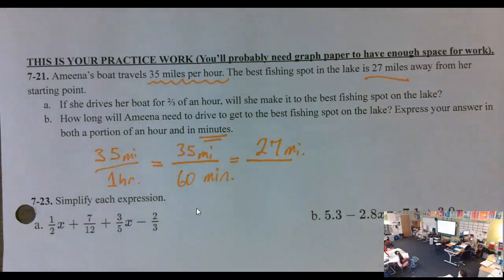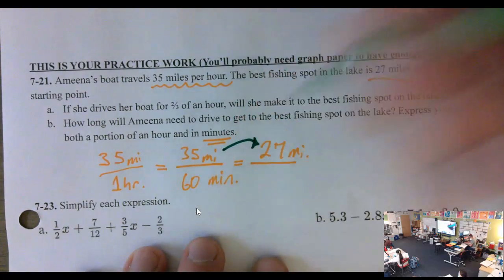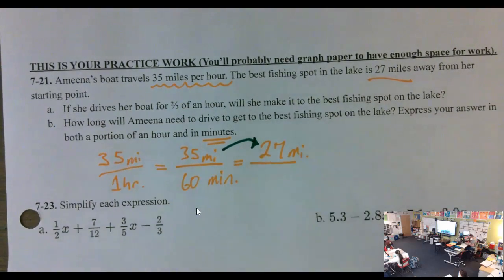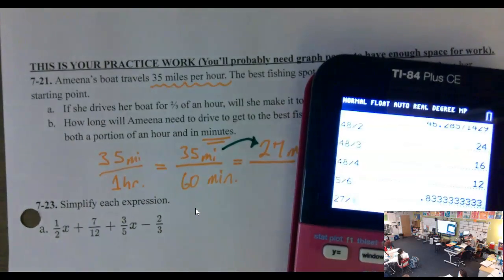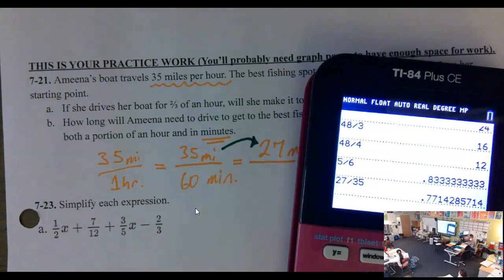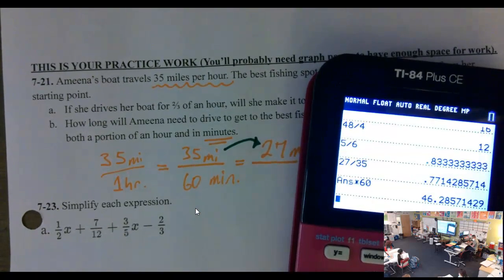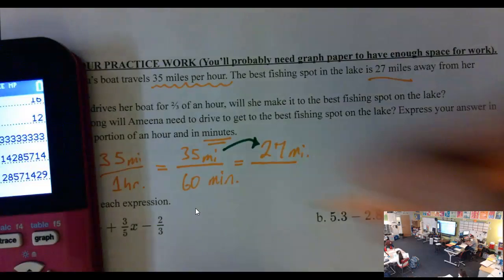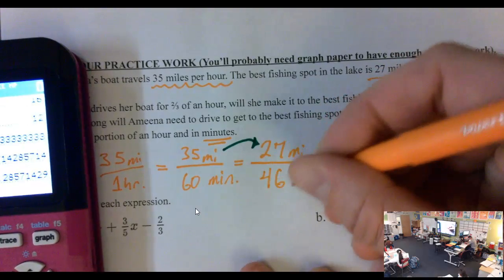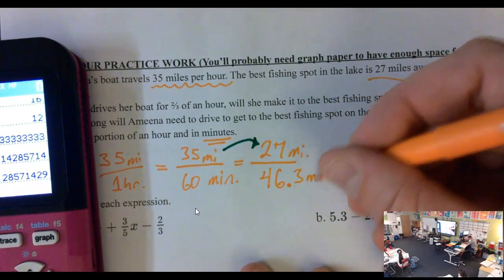If I don't know how to multiply forwards, divide backwards. 27 divided by 35. It's a gross number. Good thing I can leave it in the calculator. Leave it there and just hit times. See how it grabbed the previous answer? That's what ANS means. So I'm going to apply that multiplication to the denominator, and it's 46 minutes. Yeah, if we want to be more accurate, 46.3 minutes.